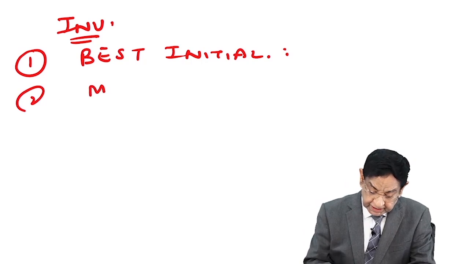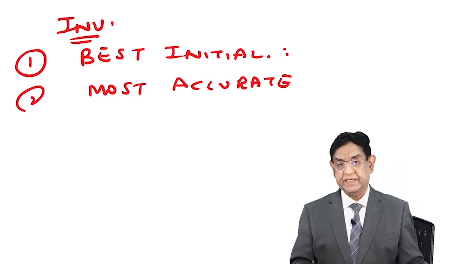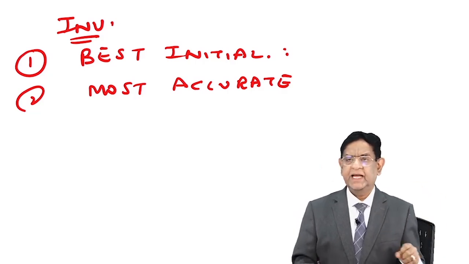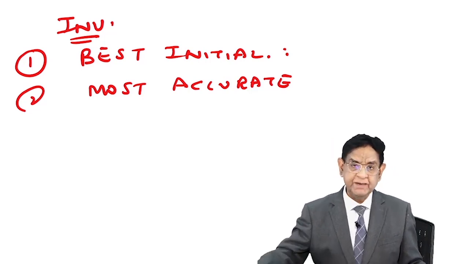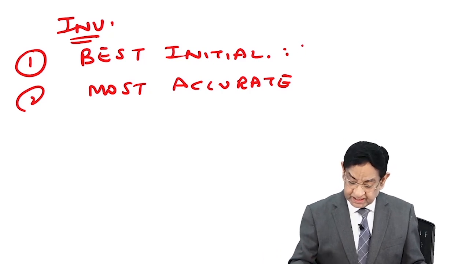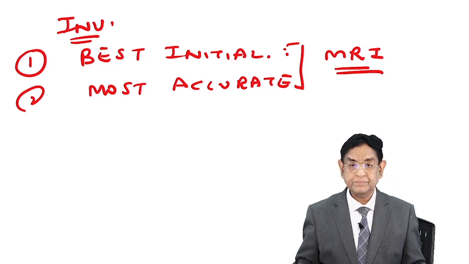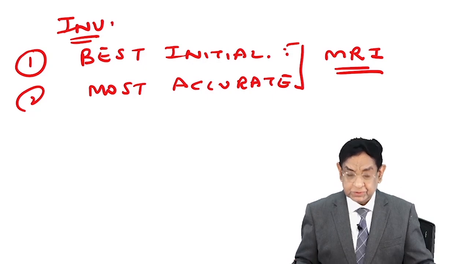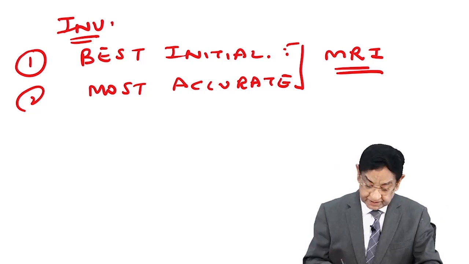Second, what is the most accurate test to diagnose a case of multiple sclerosis? Two different questions: what is the first initial test and what is the most accurate test? Write down the answer quickly. I am sure you have written the answer. The answer for both is MRI. Right?